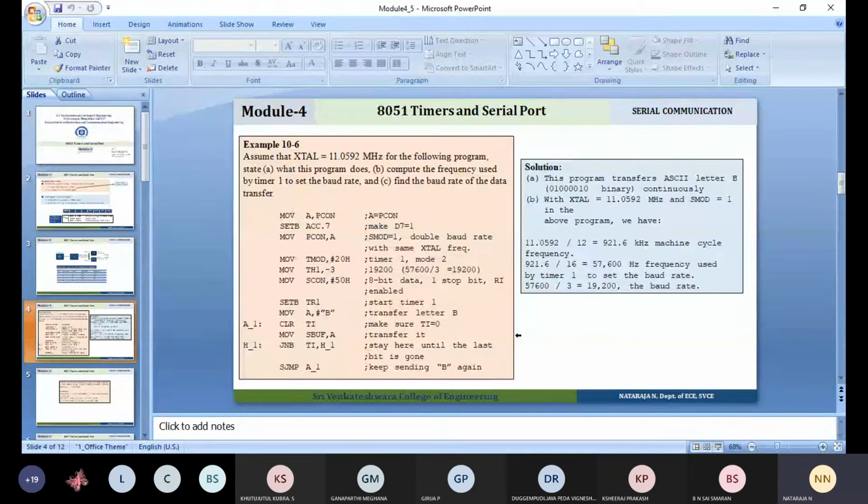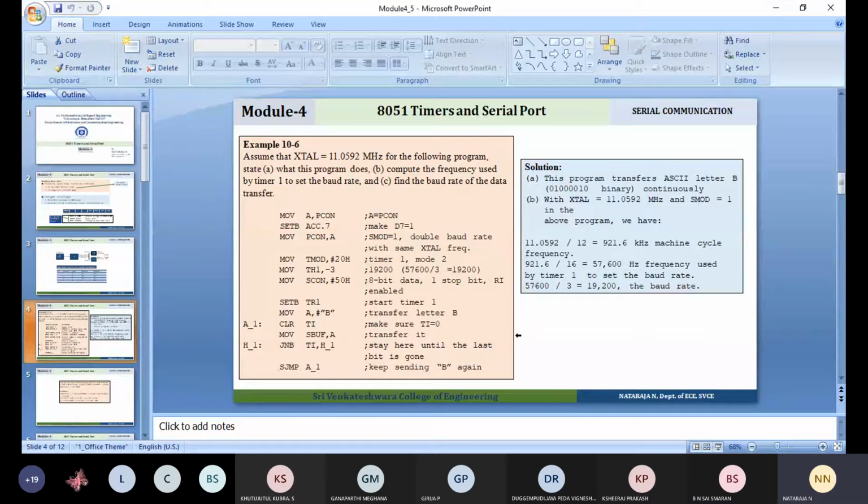Take this program. Assume that the external frequency is 11.0592 megahertz for the following program. State what this program does. Compute the frequency used by timer 1 to set the baud rate and find the baud rate of the data transfer. For the program, we need to find all these things.